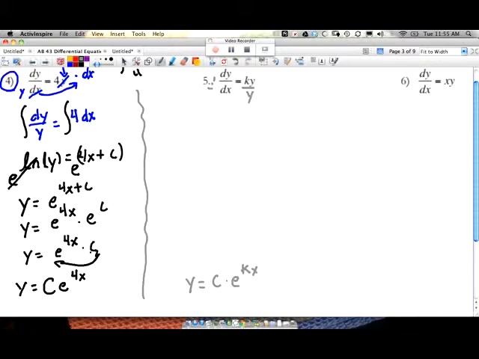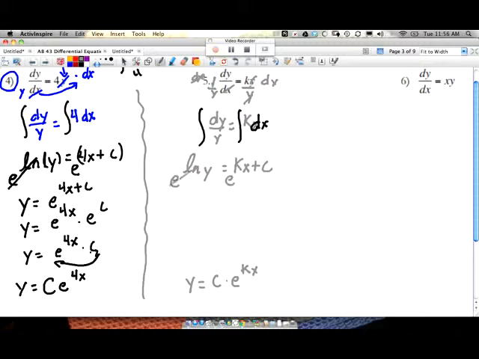Well, first thing, let's divide both sides by y. We're going to multiply both sides by dx. We do all that, we wind up getting dy over y equals k times x. At this point we can integrate both sides. Whoops, not k times x, k times dx. And the antiderivative of dy over y is going to be natural log of y. And over here on the right side we're going to have kx plus c.